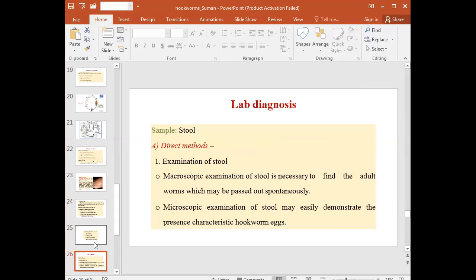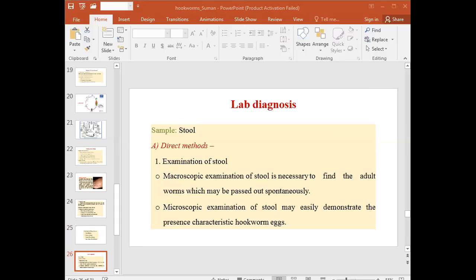Now, how to diagnose this particular parasite? There are two different types of process. One is the direct method, another one is the indirect method. In the direct method, first we have to check the individual's stool sample. Both microscopic and macroscopic examination is possible. If the stool contains the adult form, then macroscopic examination is sufficient. But if not, we have to look for the presence of eggs, hookworm eggs, and for that purpose we have to stain the stool. Iodine staining can also be used for microscopic examination of the stool.